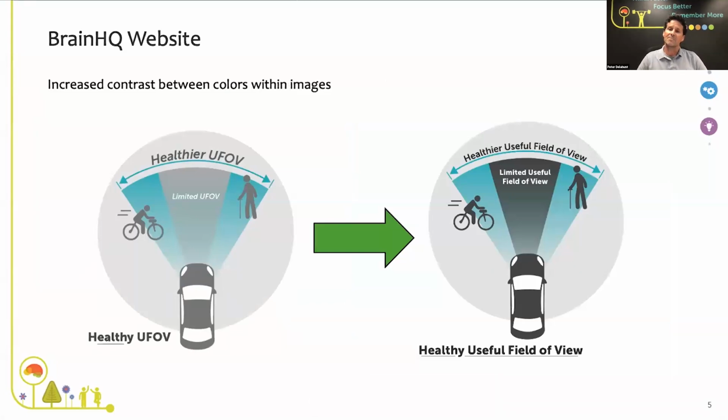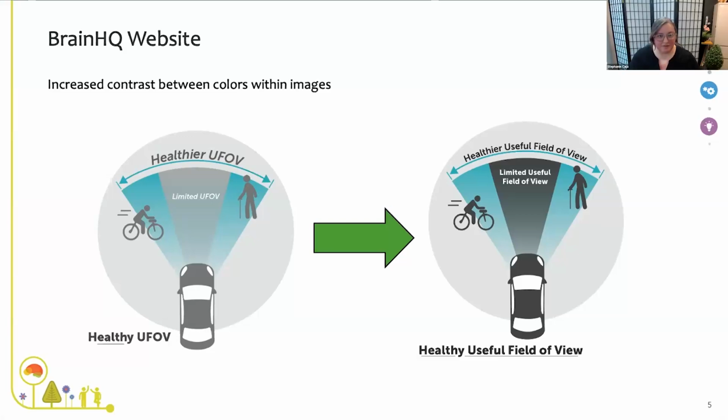And the same with images. The image on the left, you can see some of that text, limited U of V, in the middle of the image is difficult to read. It's white against a light gray background. So that has been revised to a darker background, which complies with the contrast requirements for WCAG.